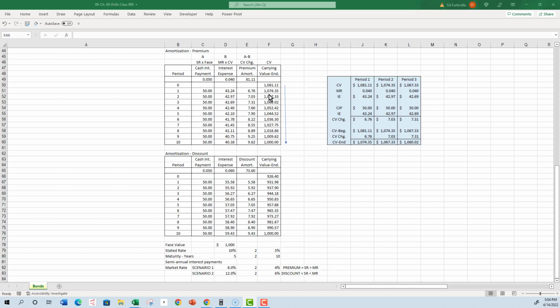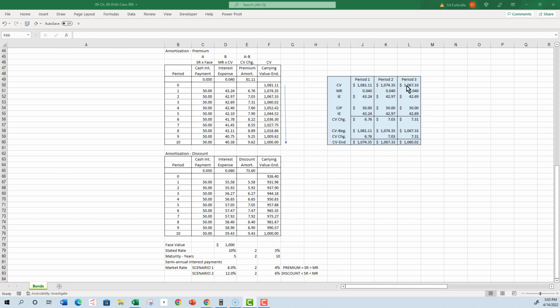You start the second period off with $1,074.35. Multiply it by the market rate of 4% to get interest expense of $42.97. Subtract that $42.97 from the cash interest payment of $50 and get $7.03. Take that $7.03 change in carrying value, subtract it from the period's beginning carrying value of $1,074.35, and you'll get a new carrying value of $1,067.33.